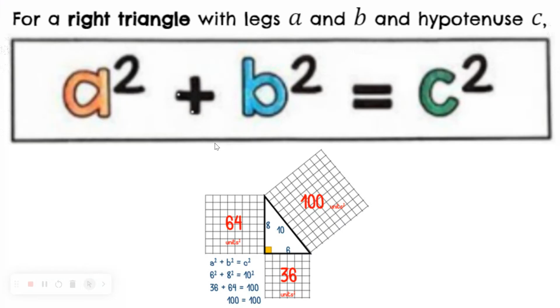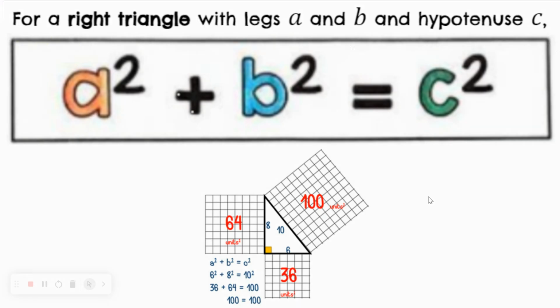So on the front of your notes, you have an example of what he was just talking about. And we have our formula, a squared plus b squared equals c squared. You've probably heard this formula before, but just never knew what it was used for. This is our formula for the Pythagorean theorem.